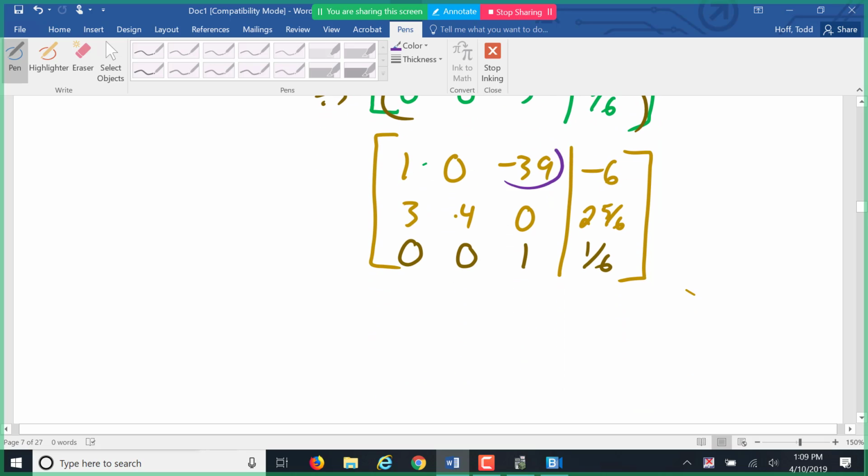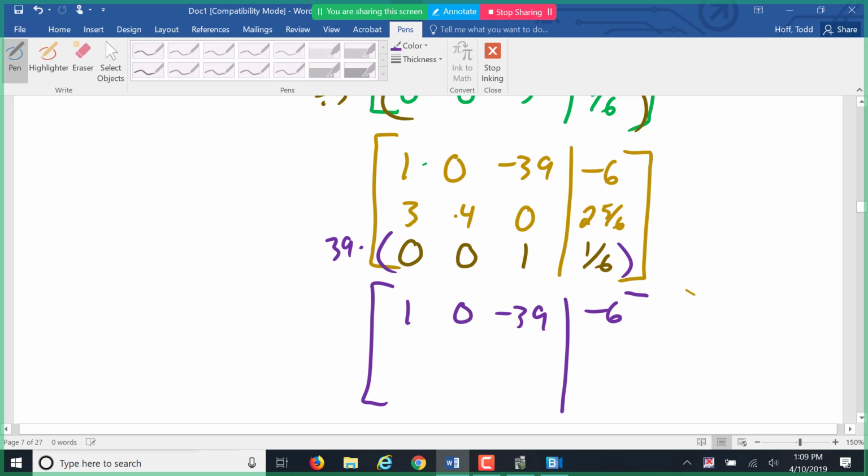While I'm at it, let's get rid of that negative 39 in the top row. To make that go away, I'm going to multiply this bottom row by a positive 39. So my top row is unchanged. Second row is unchanged. My bottom row times 39, 39 times 0 is 0. 39 times another 0 is 0. 39 times 1 is 39. 39 times 1/6 is 6.5.